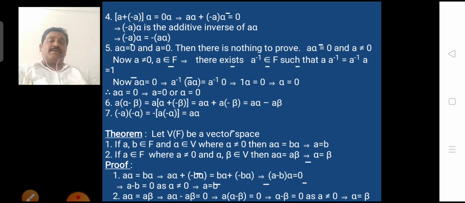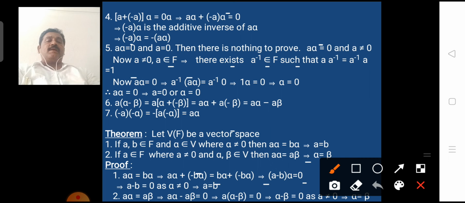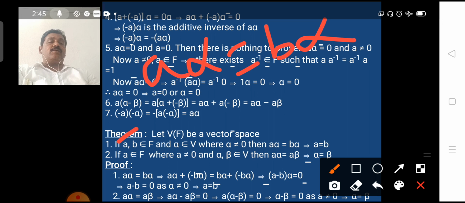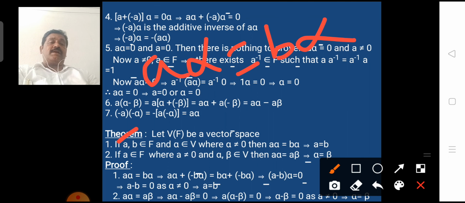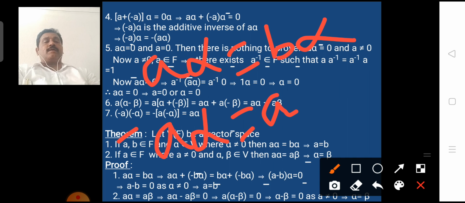And the second theorem, namely, let Vf be a vector space. If A comma B belongs to F and alpha belongs to V, where alpha not equal to 0, then A alpha equal to B alpha implies A equal to B. And the second one is, if A belongs to F where A not equal to 0 and alpha beta belongs to V, then A alpha equal to A beta implies alpha equal to beta.